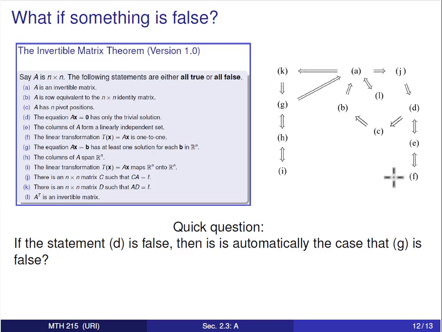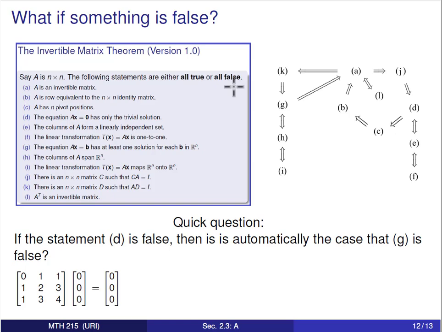And if you were to take any pair of statements here, you'll be able to establish that same relationship. And so that's what would happen if any one of these statements were false. You would be able to conclude that they happen to all be false. Okay, now let's take a quick look at an example of this.